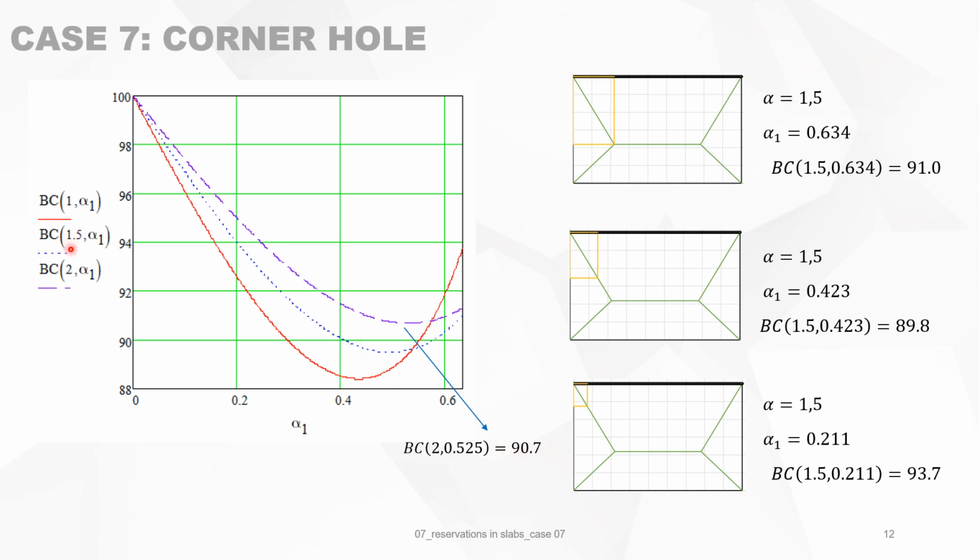So we can now go to when alpha is 1.5, then you have also a minimum which is 10% less than the original bearing capacity. And for a slab where one side is twice the shortest side, then there is also a maximum loss for a certain size of reservation, and the loss is then something like 12%. So this is an interesting exercise. Making a reservation in the top left corner leads always to loss of capacity.